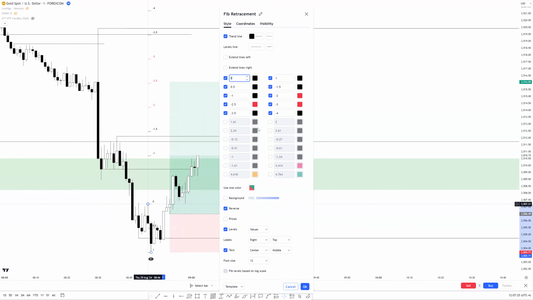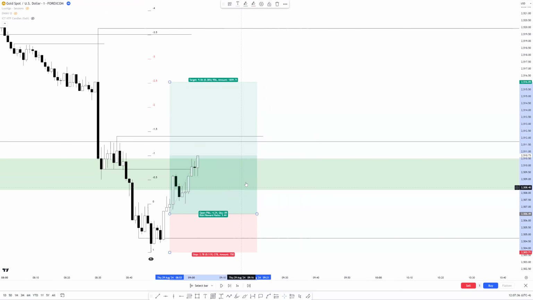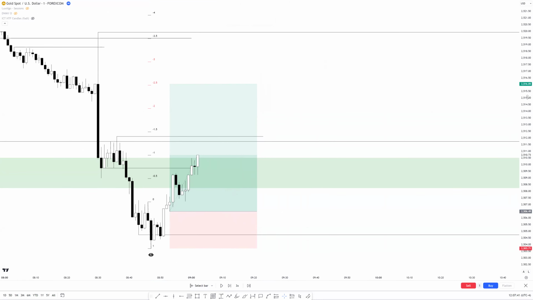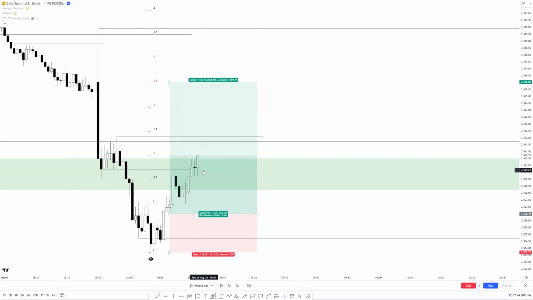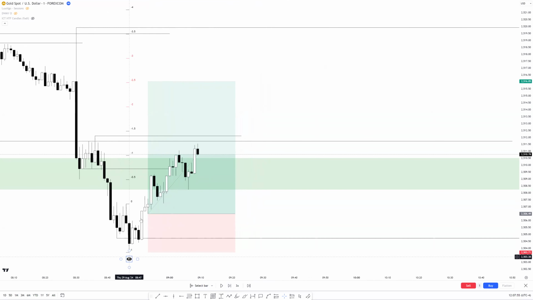Where is 0.5? It should be minus. Okay. So from minus 0.5, we can see a retracement. From 1 to 1.5, we can see retracements. And as you see, this is a 1, 2, 3 move, kind of an order block.